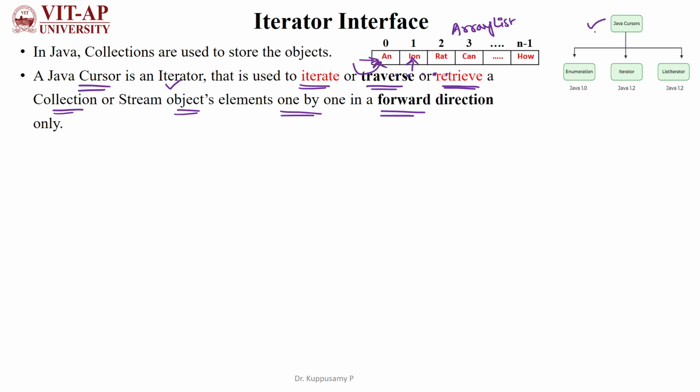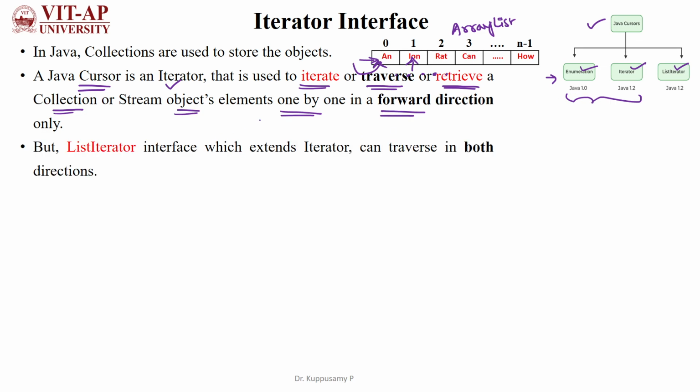Here the Java cursor has three different interfaces: the Enumeration interface, the Iterator interface, and the ListIterator interface, which were developed with respect to different versions of the Java API. To move the cursor in both forward and backward directions, we can use the new interface which was developed in the Java 1.2 API version. That interface is called the ListIterator interface. It will move the cursor in the forward direction and, at the same time, in the backward direction.